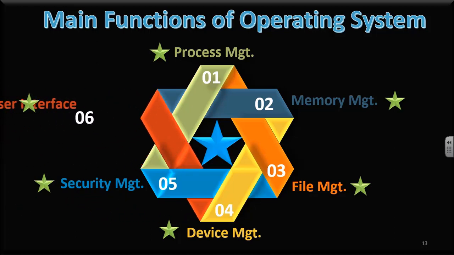And the sixth one is user interface. These are some of the vital functions of operating system, and we shall be studying all these 6 functions in detail.